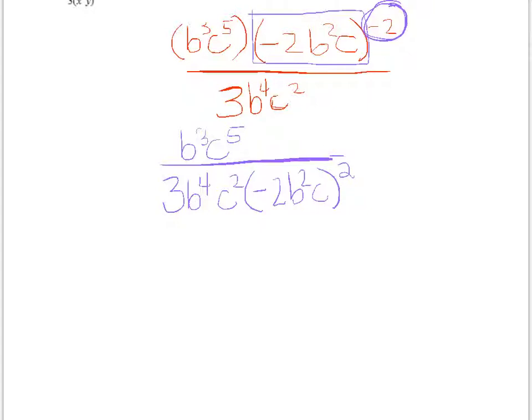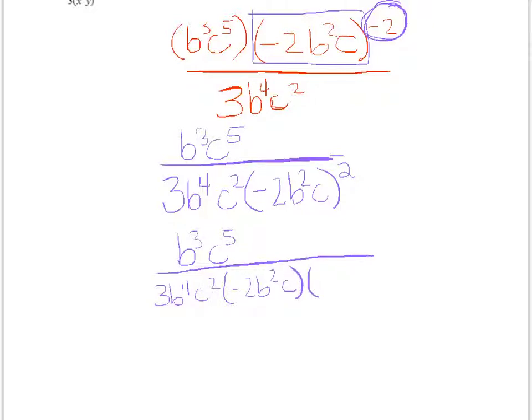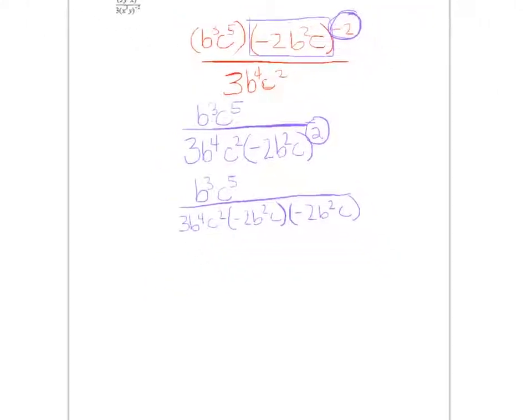Once I do that, I've got this whole quantity right here that's being raised to the second power. An exponent of 2 means that I'm taking the base and multiplying it times itself 2 times. So on the top I still have b cubed c to the fifth power. On the bottom I have 3b to the fourth c squared. And then I'm going to rewrite this with what I know it really means, which is taking the base and writing it out 2 times. And 2 times comes again from the exponent of 2.